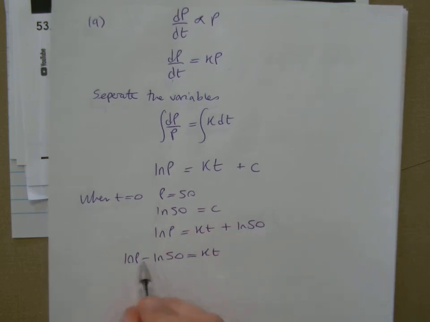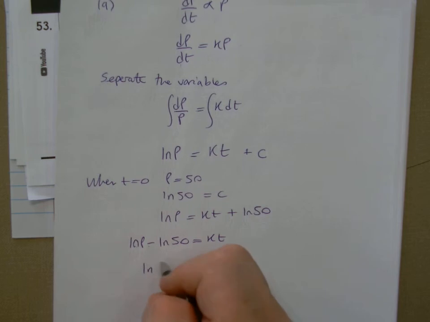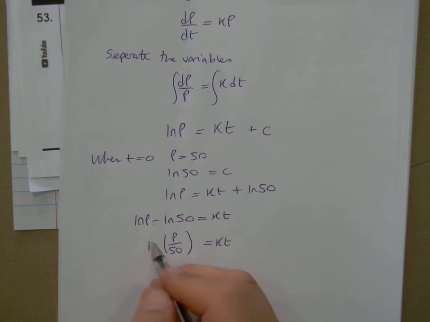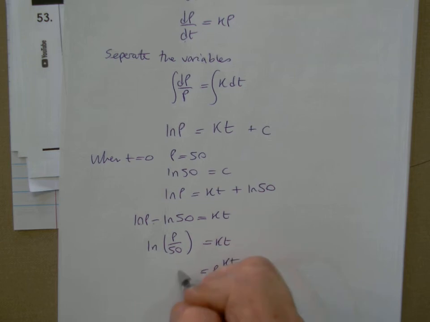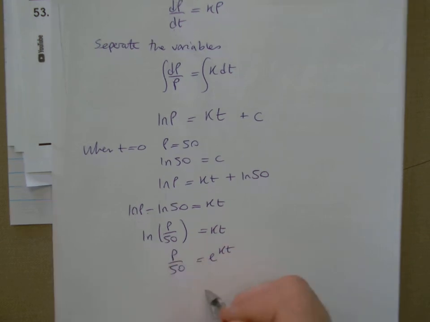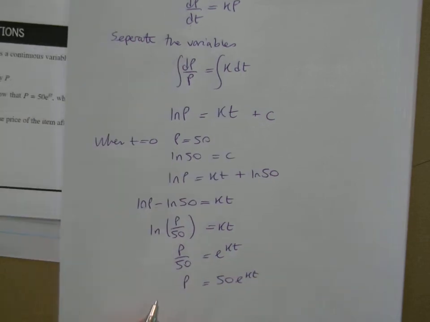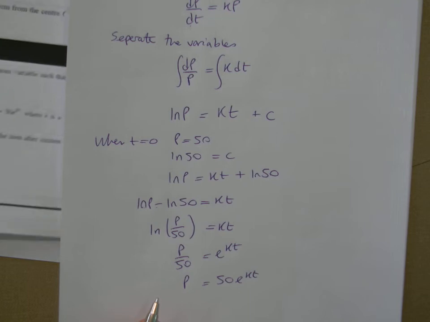So two logs taken away, using the laws of logs then, you divide the terms. And then, because there's an ln, we can take the ln over the other side, and it becomes an e. So e to the kt, we just get P over 50 there, and we can take the 50 up. We've got P equals 50e to the kt.